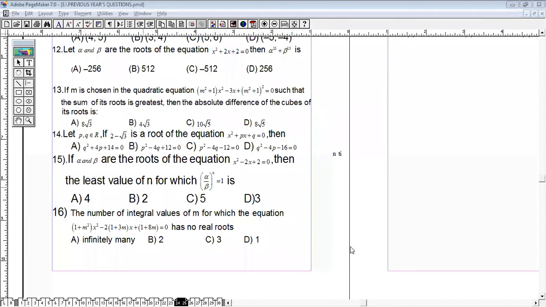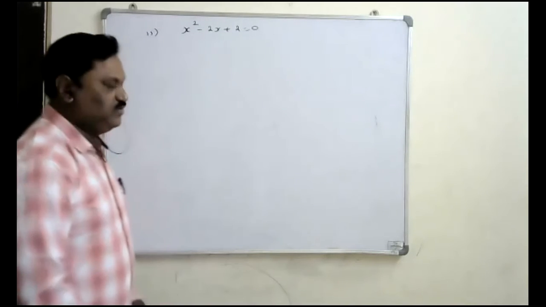This is also a problem from complex numbers. Of course, even though you can solve it here. The equation is x square minus 2x plus 2 is equal to 0. The roots are alpha and beta. What is the least value of n for which alpha by beta whole power n is equal to 1?